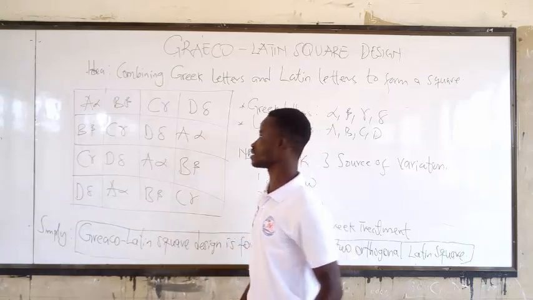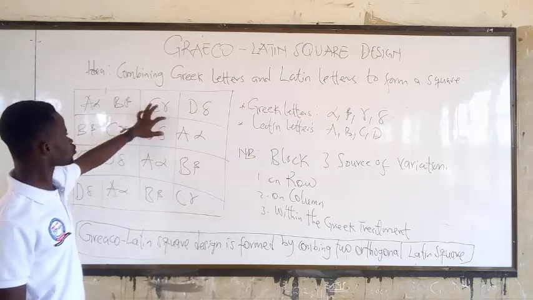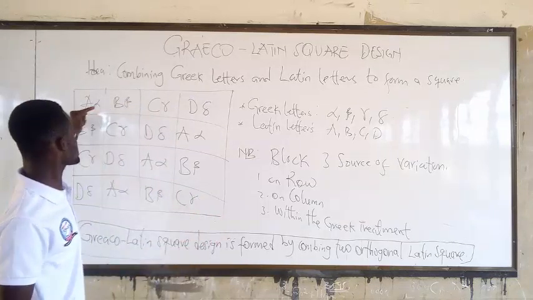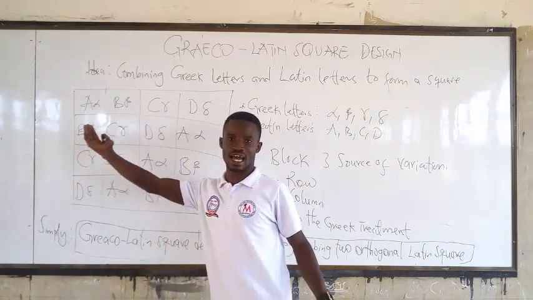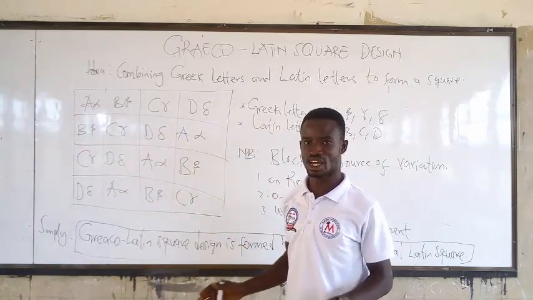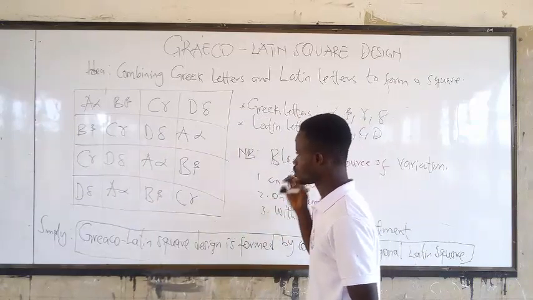A square. So now, in the same way, you can see that no two letters repeat. Let's say A is here, then A is not here again. So the row and the column are what? Not repeating. That's how we do them.